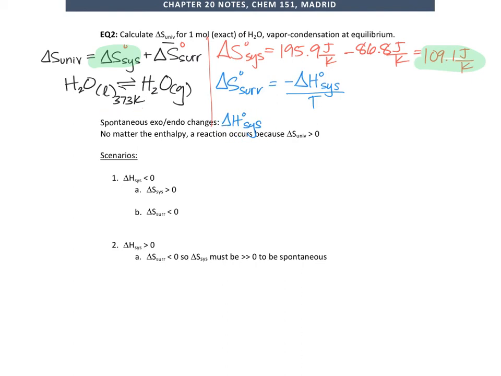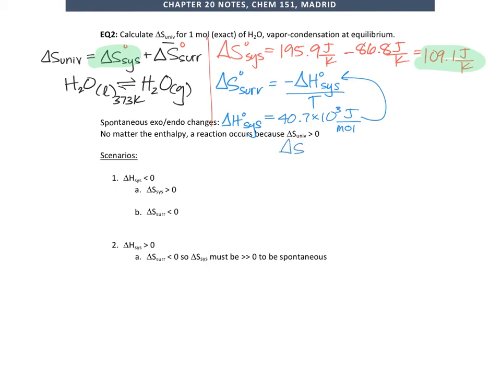However, the delta H values in the back of your book are specifically at 298 K. So since this reaction is happening at 373, I do have to give you the value for delta H of the system, and that is 40.7 times 10 to the 3 joules per mole. Now we can plug that into our delta S of the surroundings.